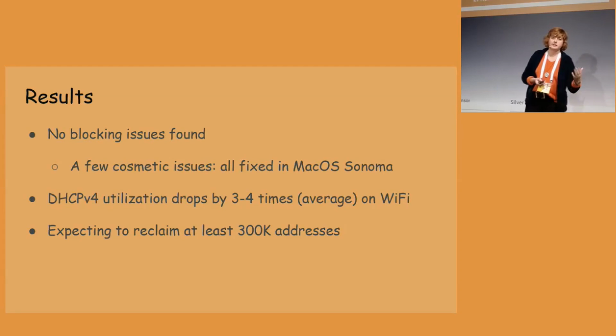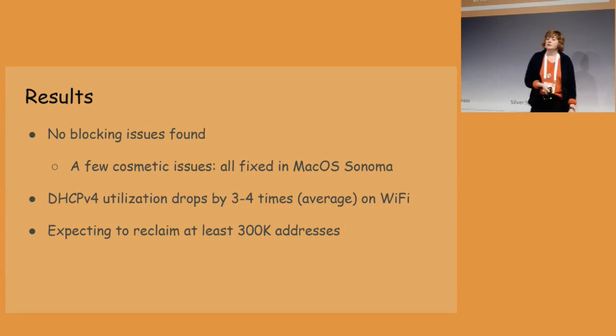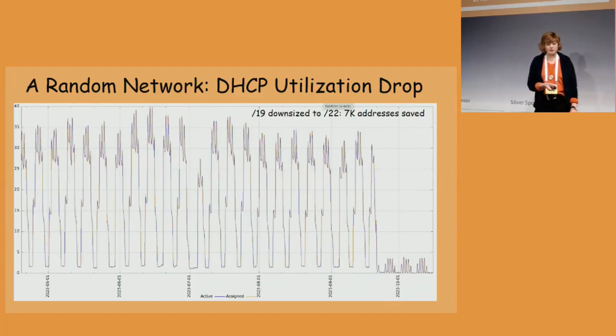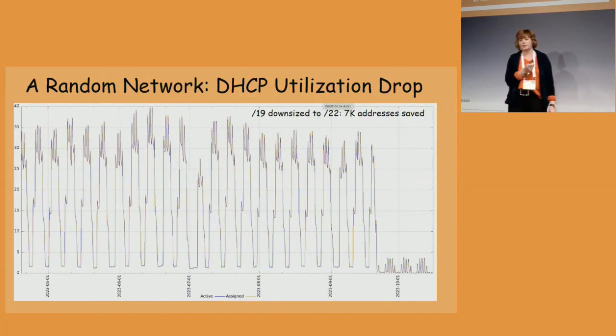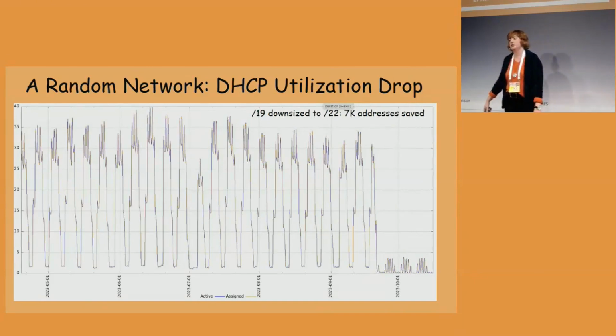So we basically start reclaiming address space, and we estimate about 300,000 addresses to be reclaimed by the end of the year. This is not really a typical network because here is a really significant utilization drop. So you can see it was almost 40% utilization before, and it's a /19. It's a really large office Wi-Fi network.